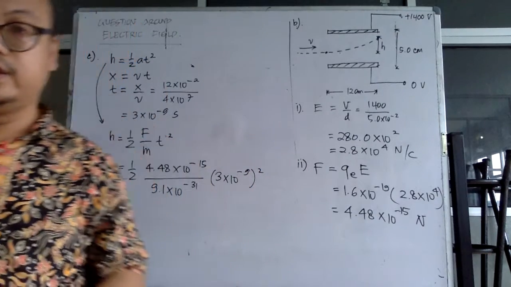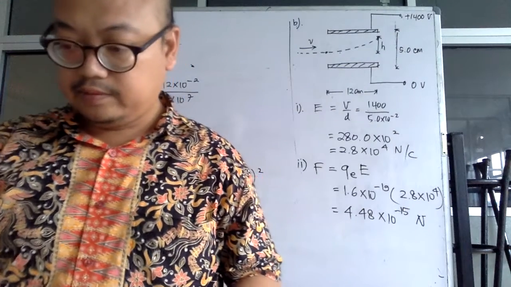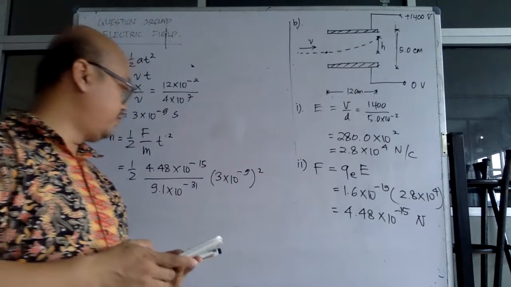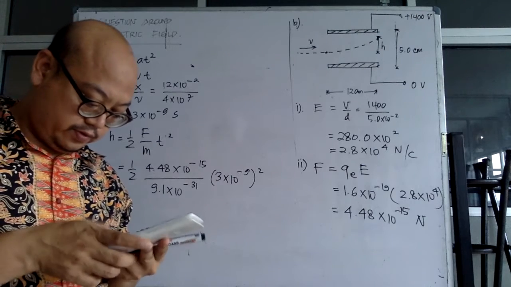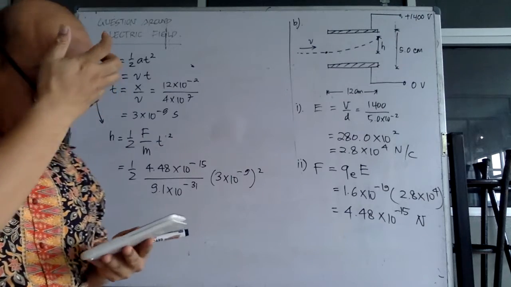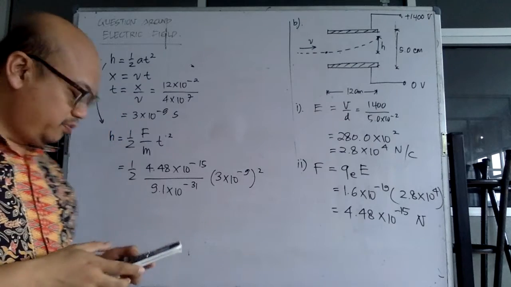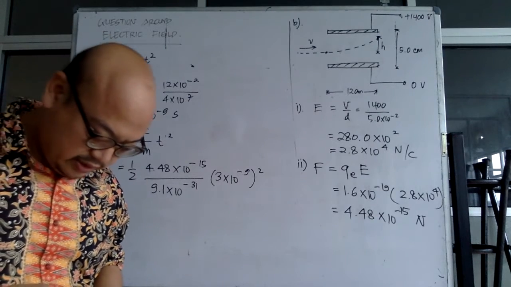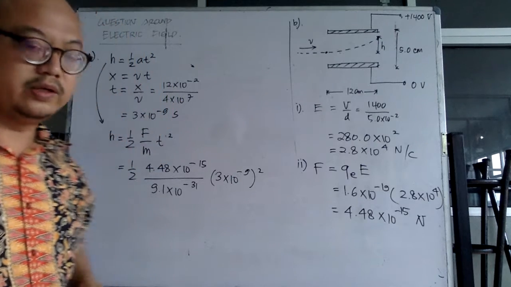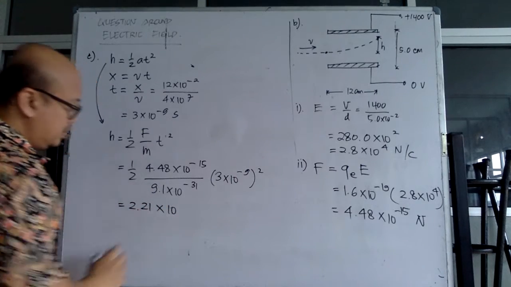If we calculate this by using the calculator, 4.48 times 3 squared times 9 divided by 18.2, we have the number 2.21.